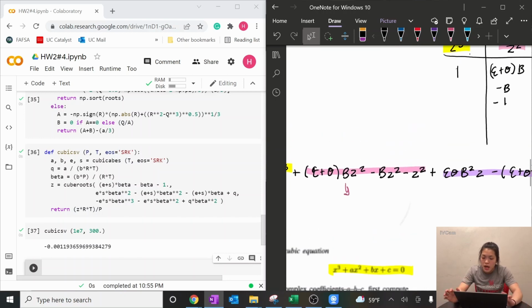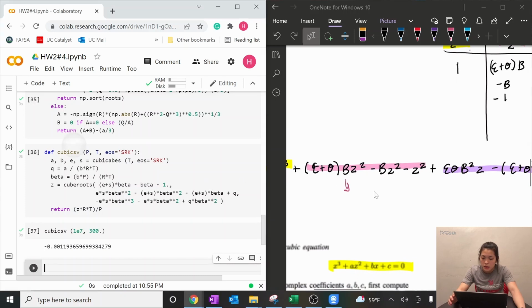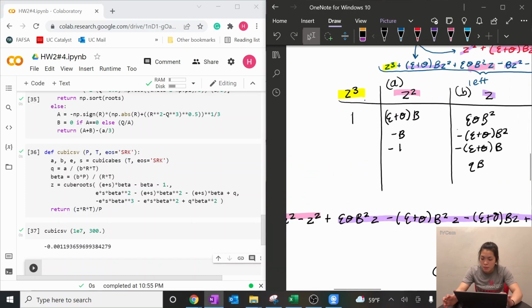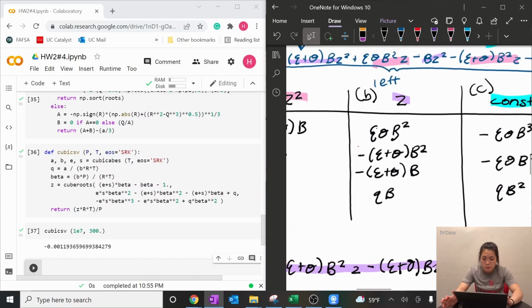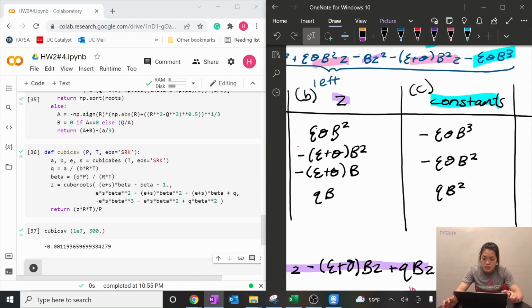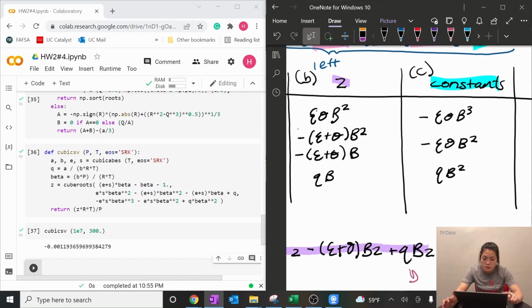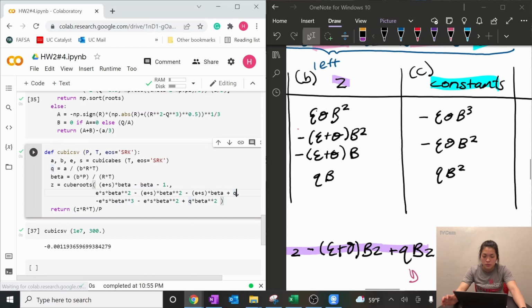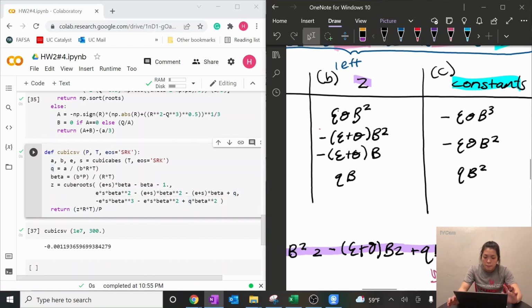So we're going to find the cubic roots. So we have epsilon plus sigma times beta. Then we have minus beta minus 1. For the b values, we have epsilon times sigma times beta squared minus epsilon plus sigma times beta squared minus epsilon plus sigma times beta plus q times beta squared. Oh, we only have q. Epsilon plus sigma times beta and then plus q times beta. But here, either way, we only have q, so we need to add the beta.